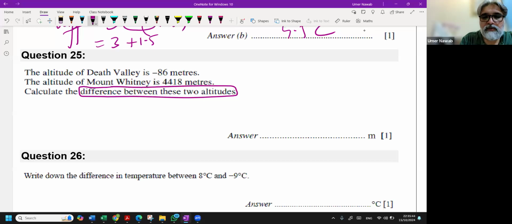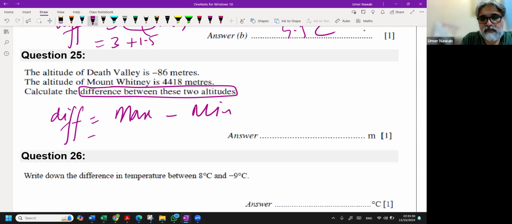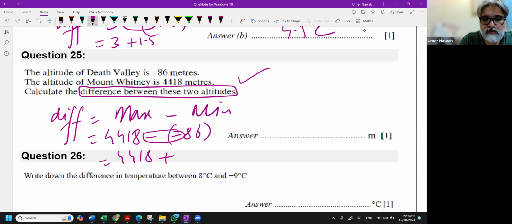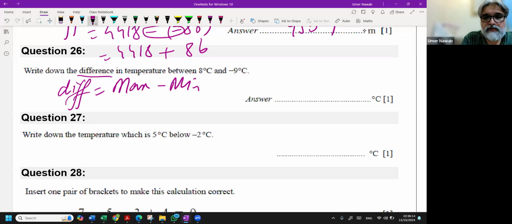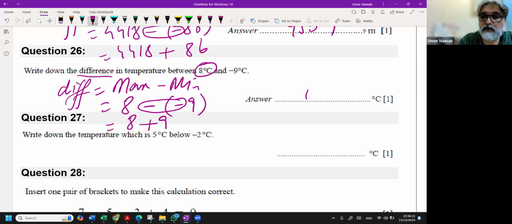Difference between the two altitudes. The formula for the difference is maximum minus minimum. What is my max? Maximum is 4418, minus minimum is minus 86. You remember minus and minus makes it plus. 4418 plus 86 gives you 4504. Difference again, maximum minus minimum. Maximum is 8, minimum is minus 9, and minus minus makes it plus. So 8 plus 9 is 17.